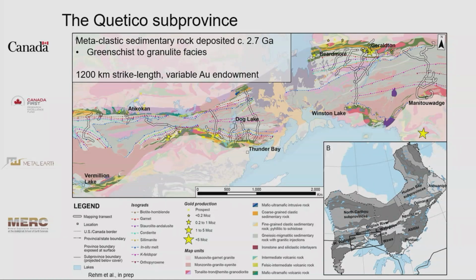Most of these deposits are going to be in the greenstone area in Beardmore-Geraldton, and then the rest of the Quetico, to the west especially, doesn't really have any deposits to speak of. So we can test any potential differential endowment along the strike.